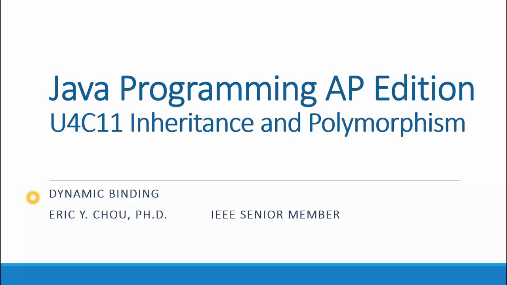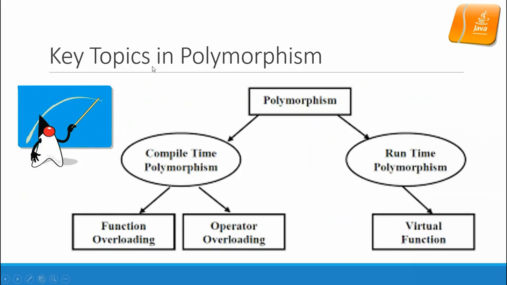In this lecture, I'm going to talk about dynamic binding. Dynamic binding is one of the important topics in polymorphism. Let's review the topics in polymorphism. Polymorphism has compile time polymorphism and runtime polymorphism. We have compared the overloading and the overriding in the previous lecture. Right here, we will be focused on how to implement the overriding for virtual function for runtime polymorphism.